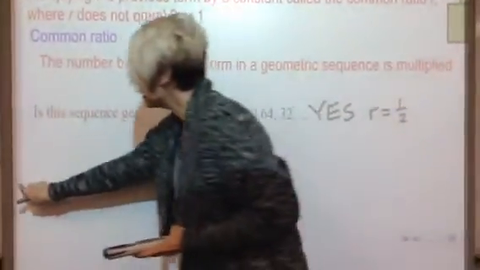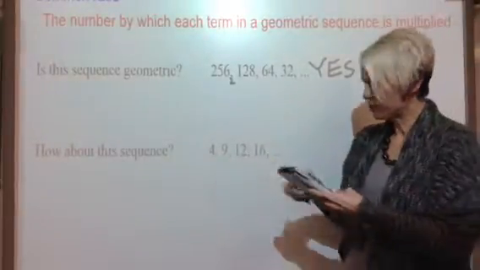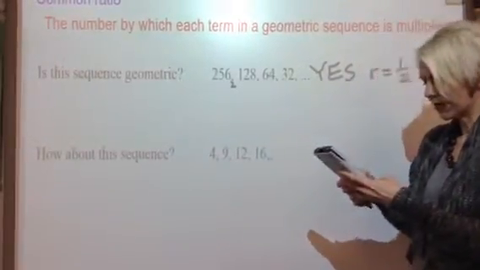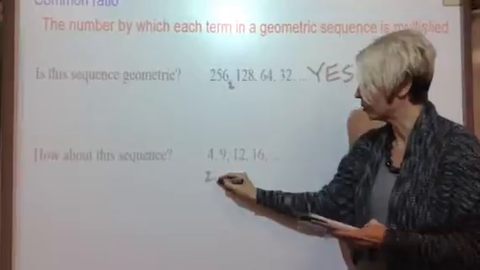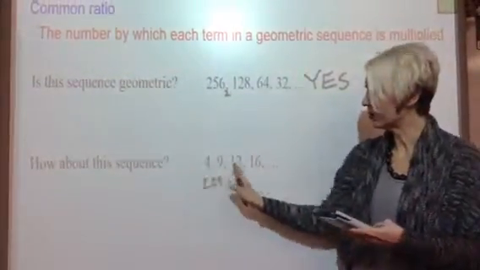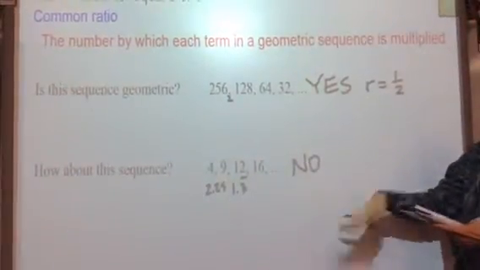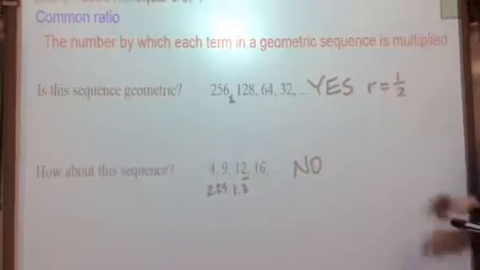How about this sequence? I take 9 divided by 4, I get 2.25. When I do 12 divided by 9, I get 1.3 repeating. That is not the same quotient, so I do not have a common ratio here. So this is going to be a no. Just say no and move on. You only have to write the r when it's geometric.